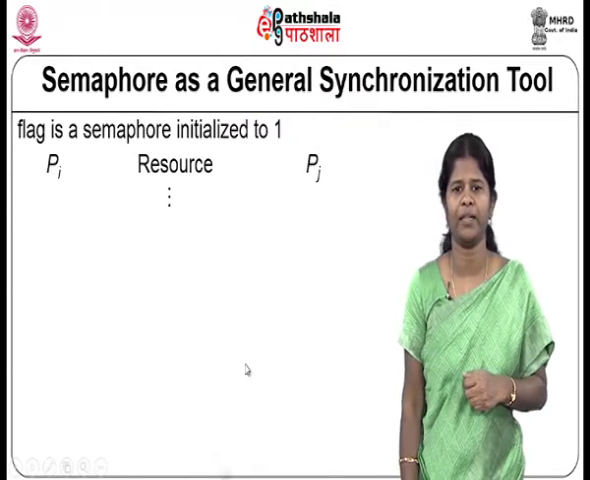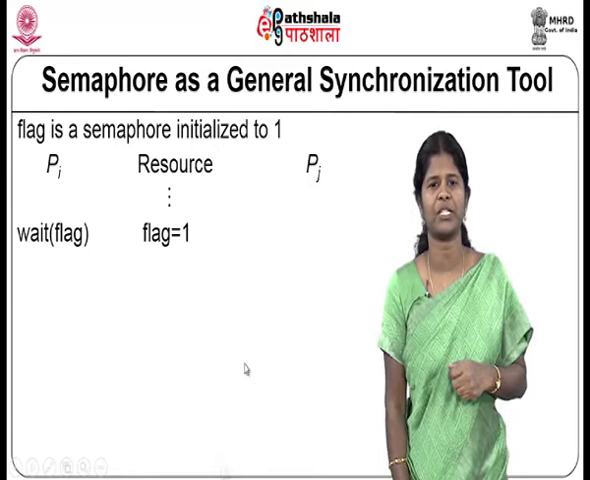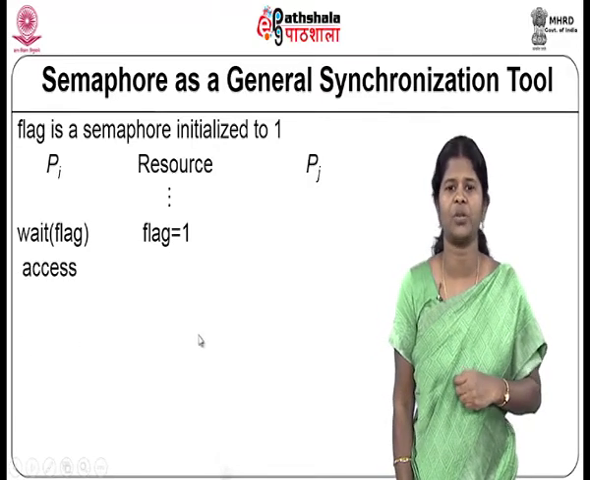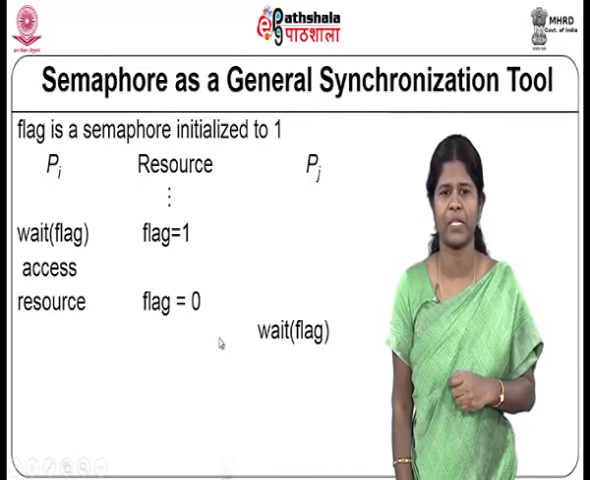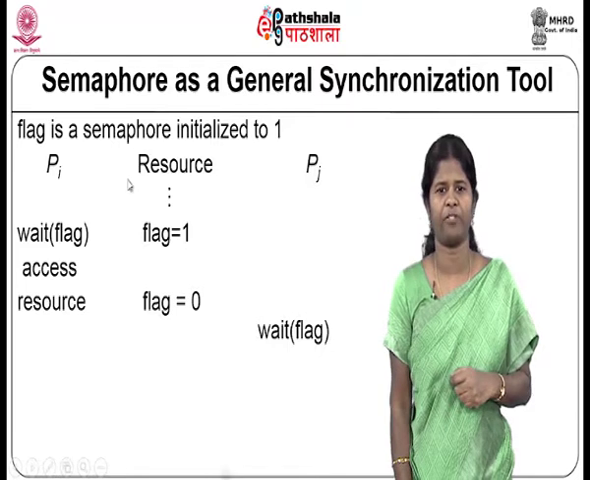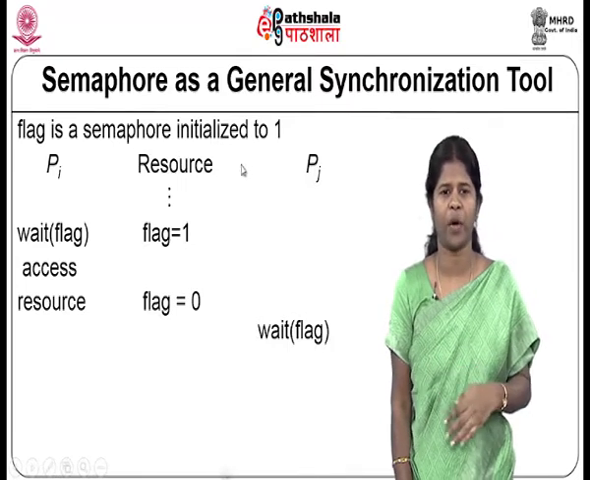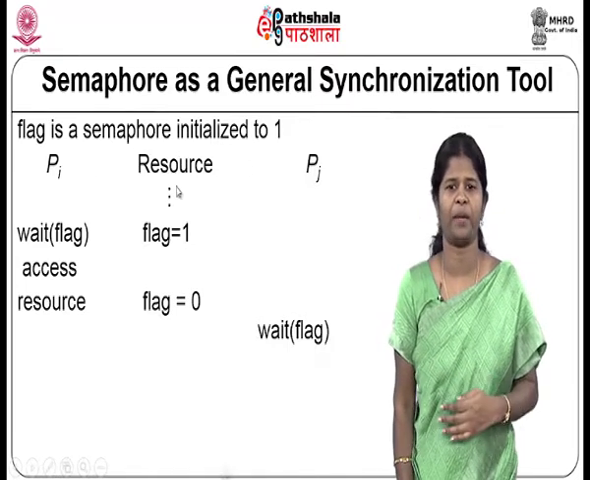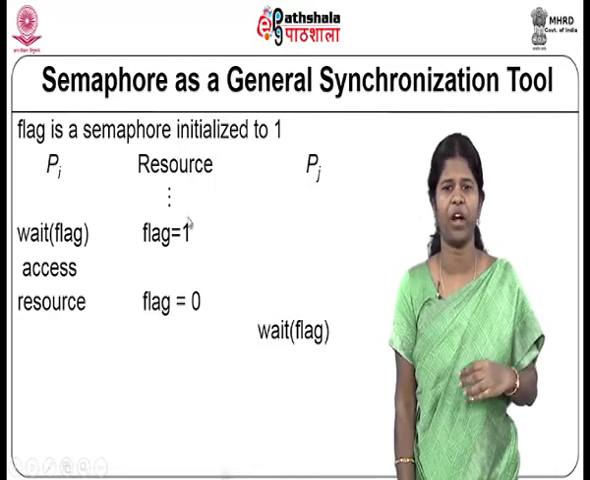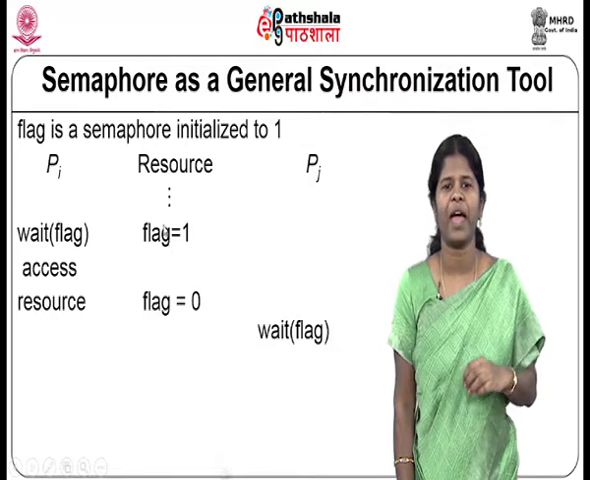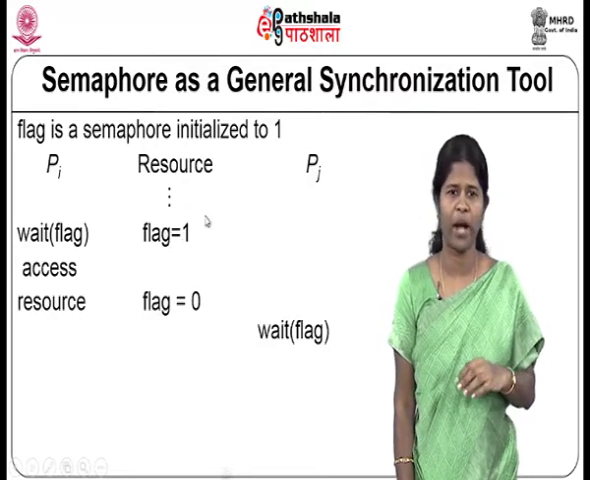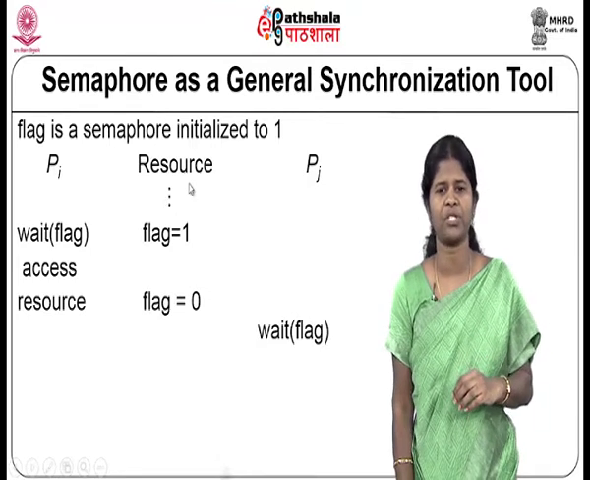So, here we will see how a semaphore can be used as a synchronization tool when a common resource is being accessed. Here is an example where flag is a semaphore initialized to 1, and you have two processes Pi and Pj, and there is a common resource. This resource is safeguarded by the semaphore flag, and the initial value of the flag is set to 1 because only one process can access this resource at a particular time.